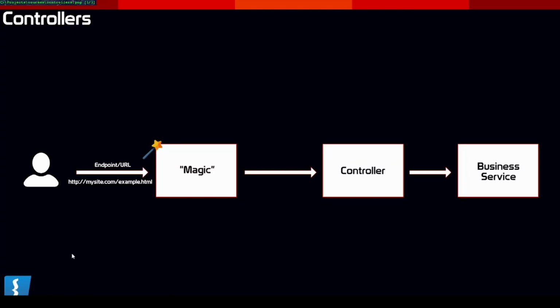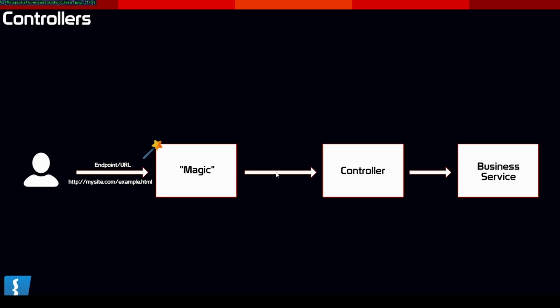So when a user wants to access your application, he does that by entering a URL. For example, mysite.com/example.html. It doesn't necessarily need to end in HTML, it's just for example and for simplicity. After that, Spring Boot does a bit of magic. We'll discuss later on about this box and what it actually does.